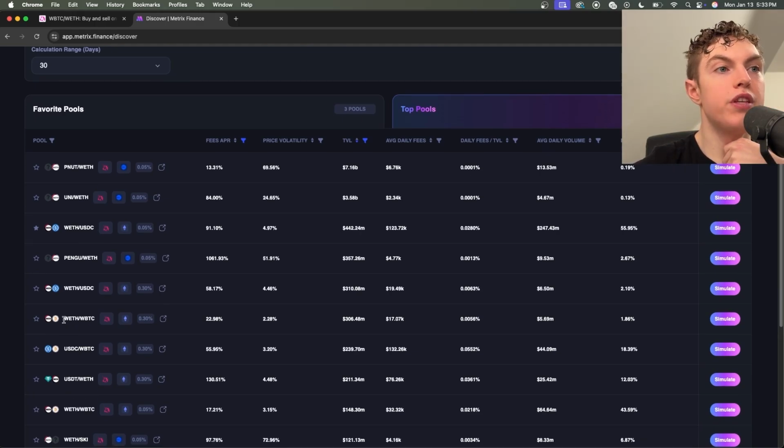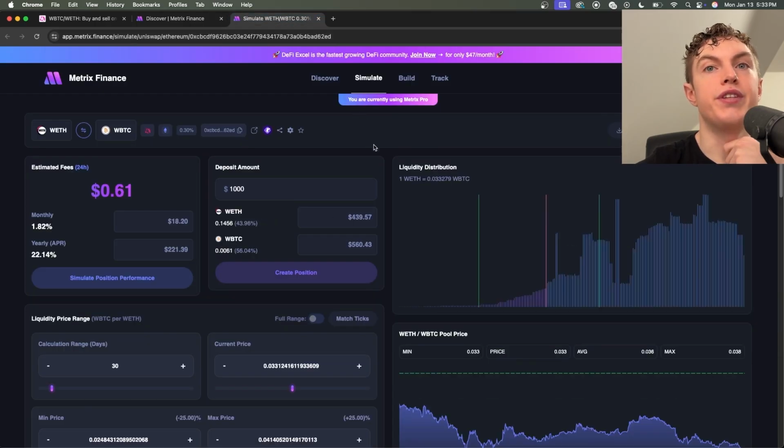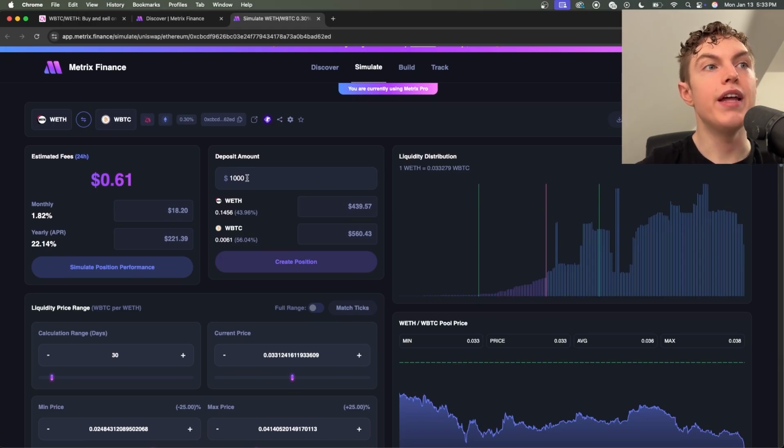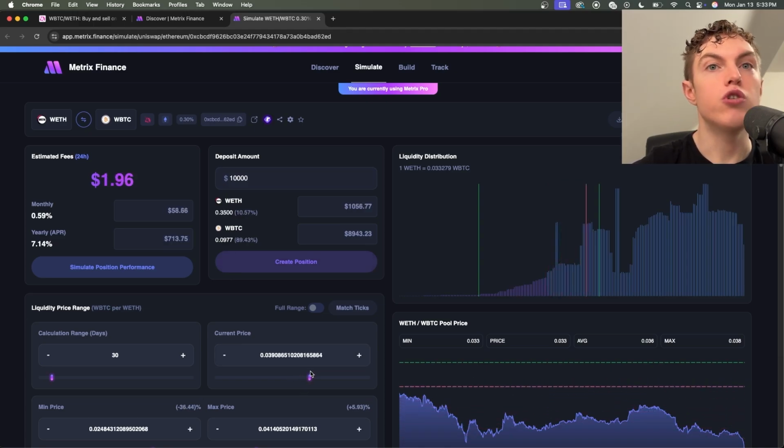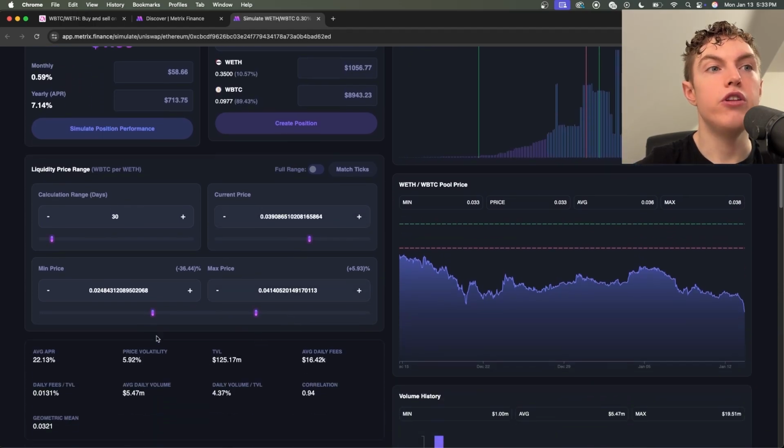So we can start with this Wrapped ETH to Wrapped Bitcoin position right here over on Uniswap. We can simulate it in a new tab and it will bring up this page, and this is where things start to get exciting. So first of all, we can enter our deposit amount of how much money we actually have to invest. I'll say 10,000 bucks for this example. Then we can move our current price to where there's more liquidity. So this is just a strategy to try to get the most accurate simulation. So if I have it right here, then we go ahead and adjust our range.